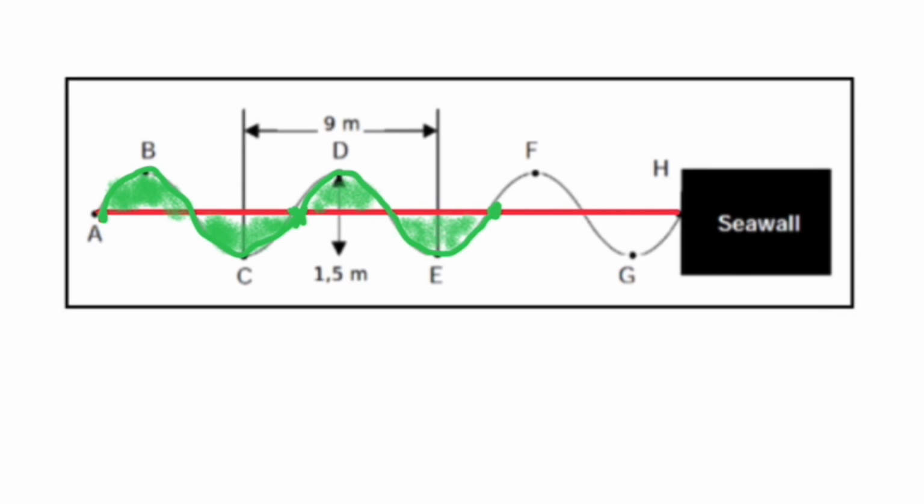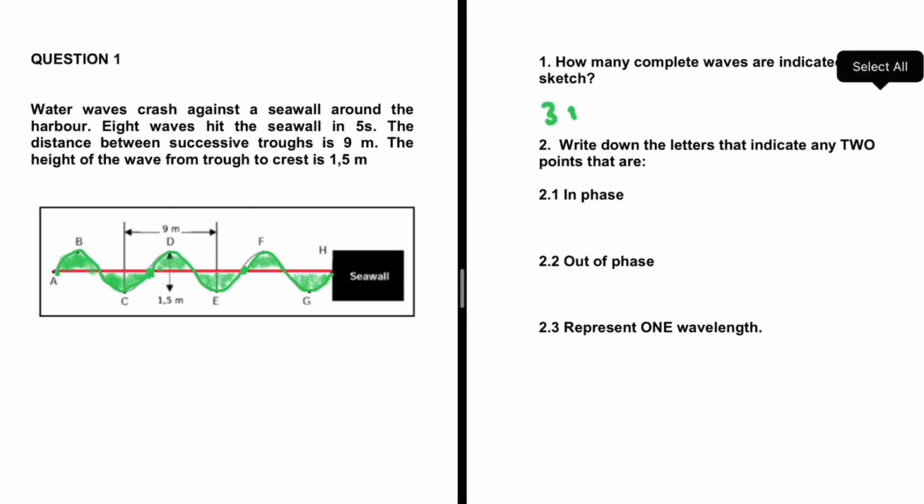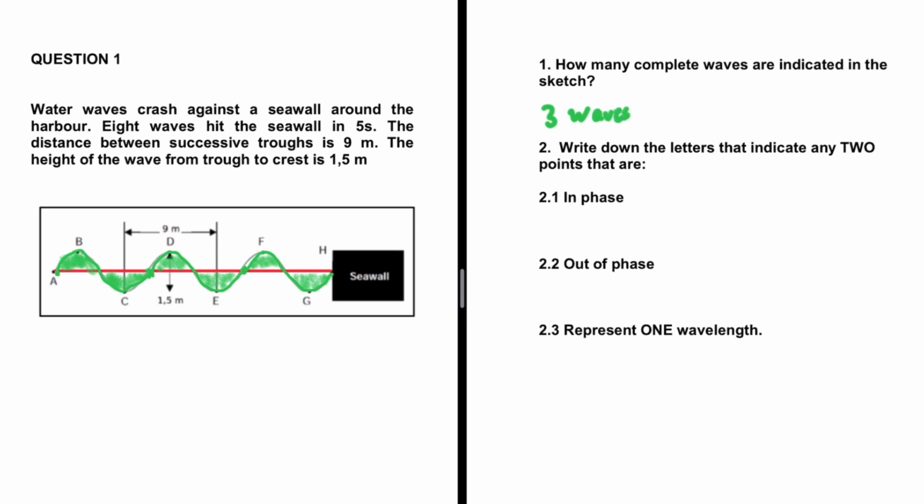And now let's go ahead and continue counting. If we keep going, when we reach this point, we have the third wave. Half a cycle, half a cycle. Half and half will always give you one whole. So there we go. We have three waves. How many complete waves are indicated on the sketch? 3 complete waves.